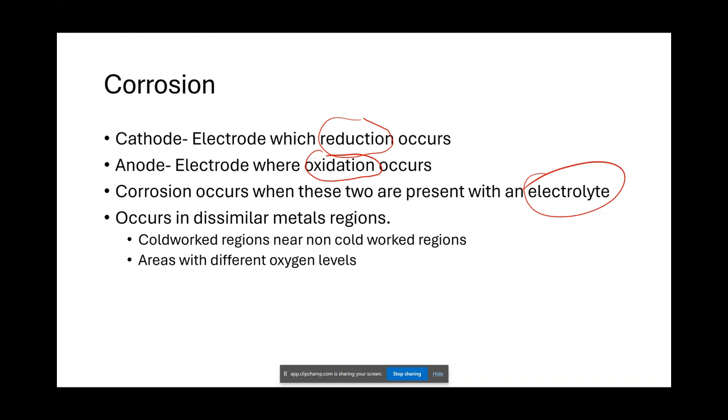Present in that case as well. If there's no electrolyte, there's no corrosion occurring. And so it also occurs in different metal regions. Whenever there's cold work being done near regular temperature, or even on a hotter material or metal, there's going to be some corrosion there, and even areas with different oxygen levels can really affect the integrity of your metal and make it corrode.